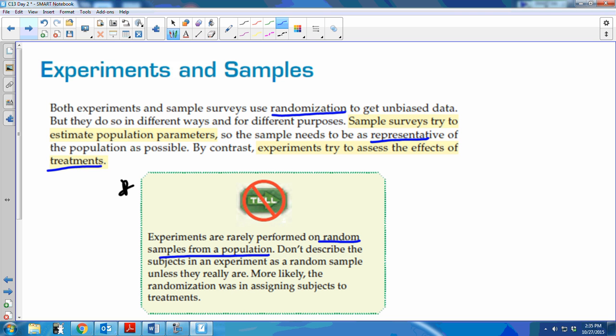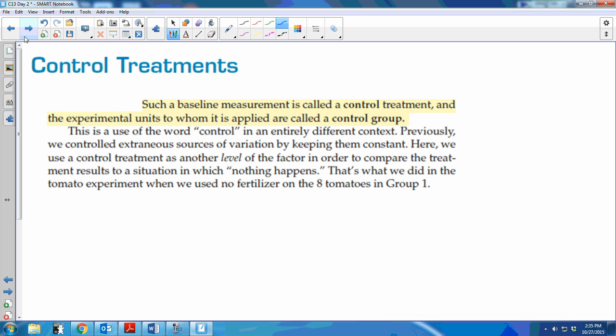Generally, the subjects in an experiment are just who you could get your hands on, or who you could get to volunteer, or what class you have access to. So we use randomization to assign the treatments, but we don't actually have a representative sample or a random sample from the population. Okay, just be careful of wording there. All right. The rest of this today is about specific things that you might need to think about when designing experiments.